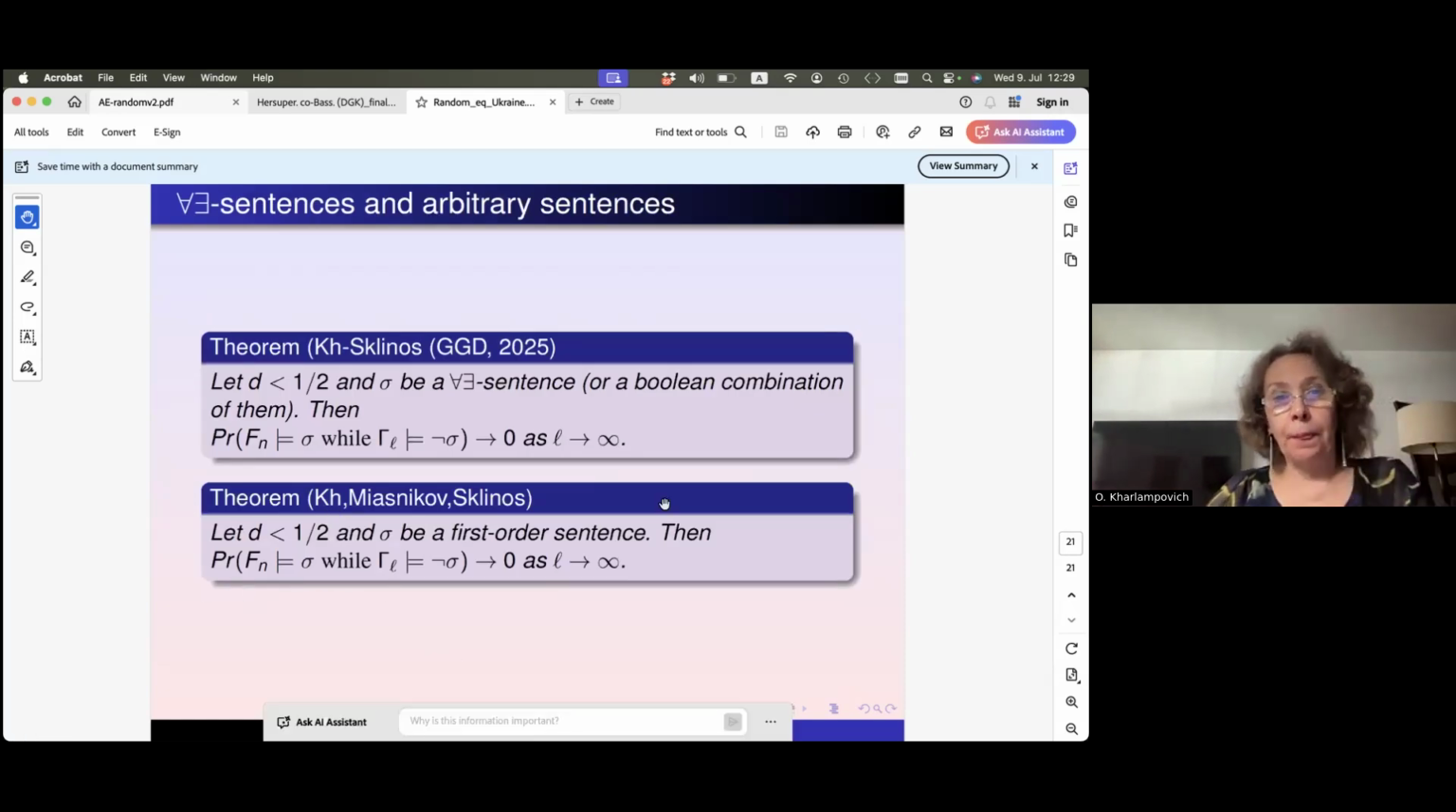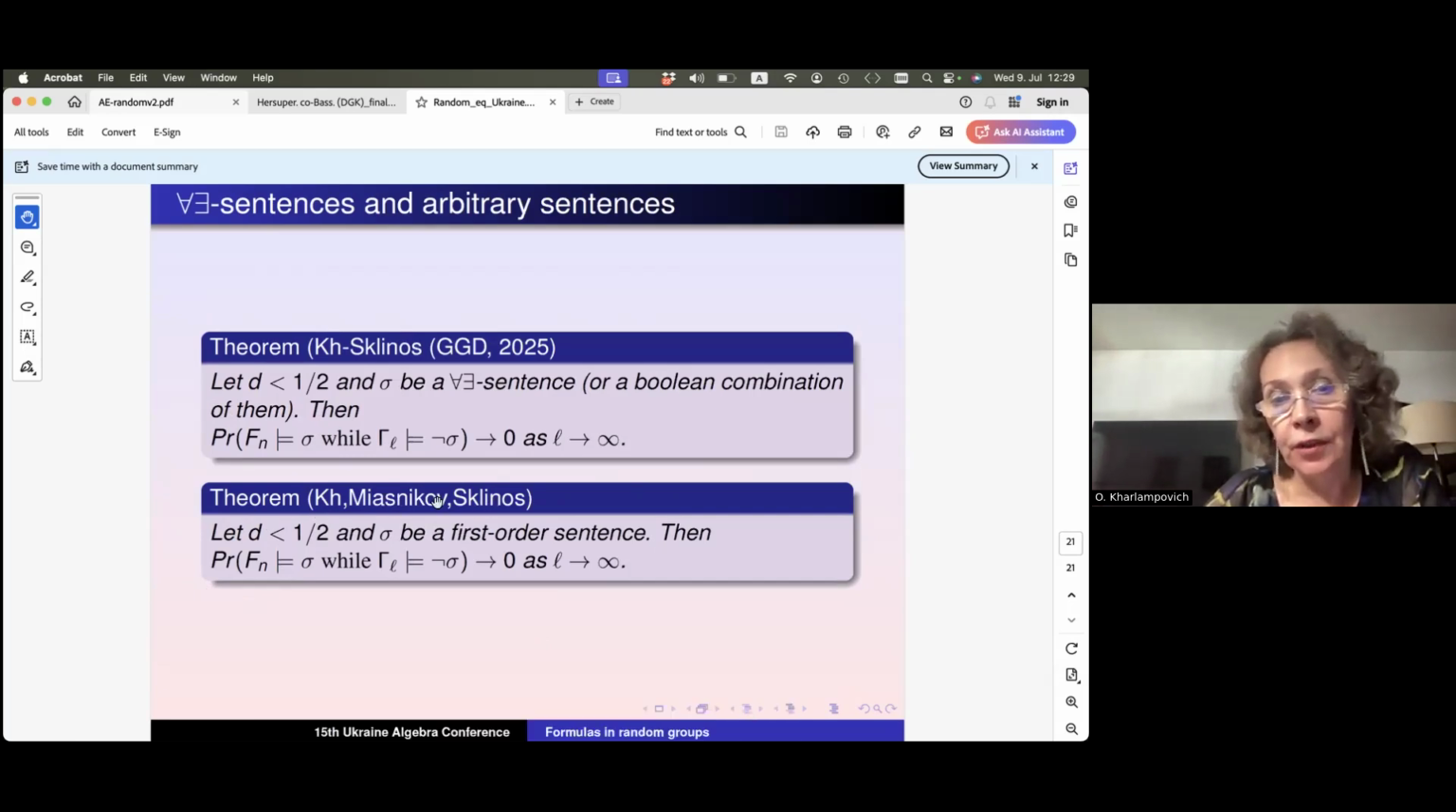Basically, together with Alexei and Rizas, we prove that for D less than 1/2 and any first order sentence, the probability that this sentence is true in a free group while it's wrong in a random model goes to zero as L goes to infinity. Thus, in particular, proving the Julia-Knight conjecture.